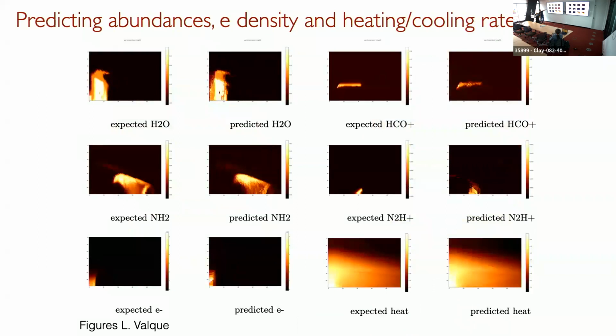Different molecules, H2O, HCO+, the electron density, which could be useful if you put some magnetic field in your Phantom model. And you also have the heating and cooling rates if you want to do it with time-dependent radiative transfer. So it seems to be working quite well, but I started that a long time ago and it died. So I'd be happy to discuss so we maybe can revive it.